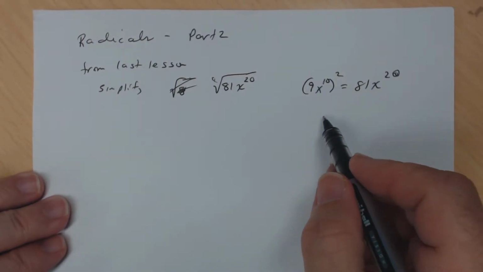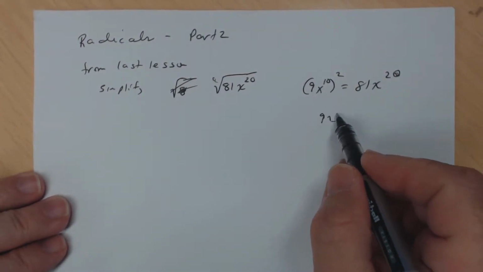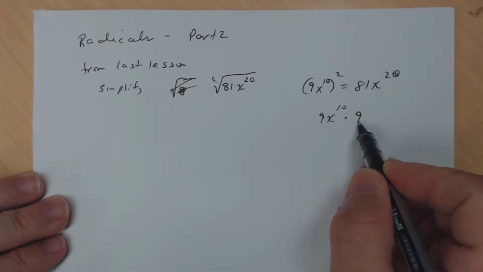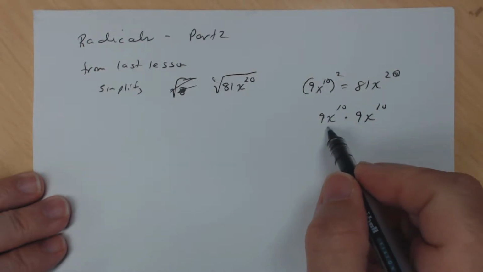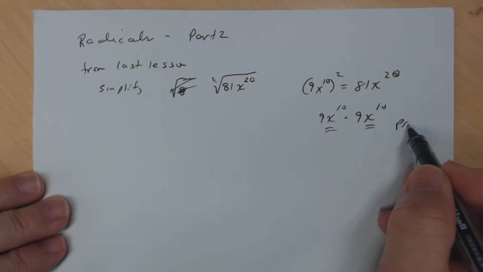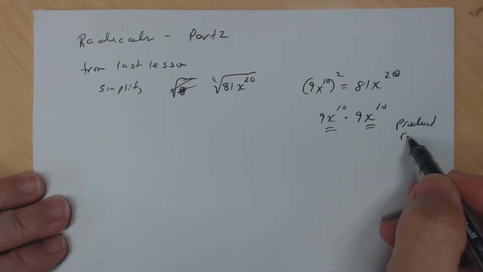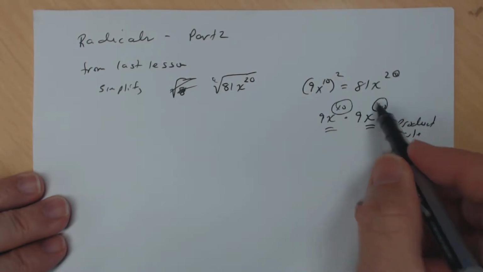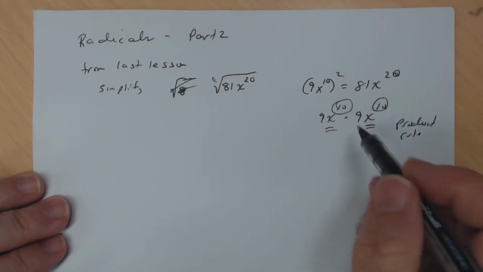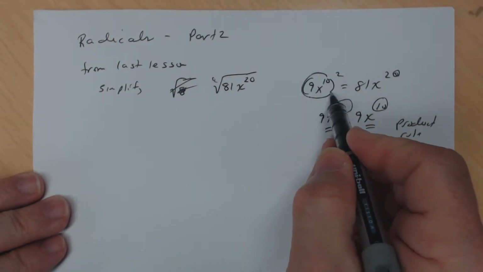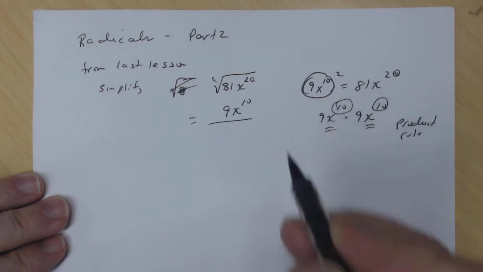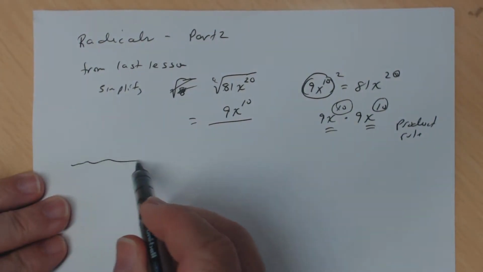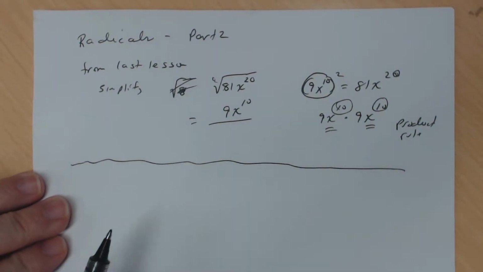So that's going to be x to the 10th. And it makes sense, because if I take 9x to the 10th and multiply it by itself, 9 times 9 is 81. X to the 10th times x to the 10th: remember the product rule from last semester. When you multiply like bases, you add exponents. 10 plus 10 is 20. So this part right here is the answer: 9x to the 10th.